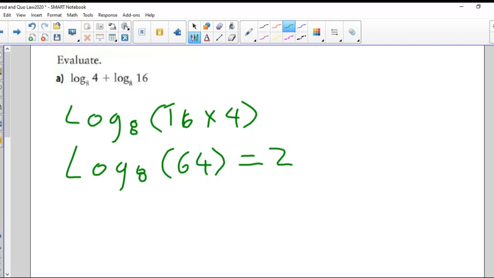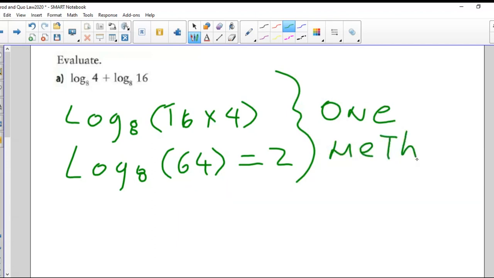So what if I said to you, can we solve this another way? What we just did is legit, right? The log base 8 of 16 times 4. But could we, okay, so this is one method. So let's put on the side here, one method using the product law. And my writing is awful. So one method is this.